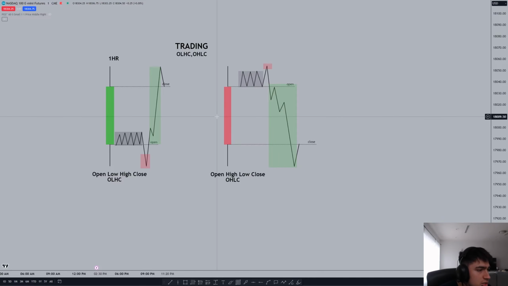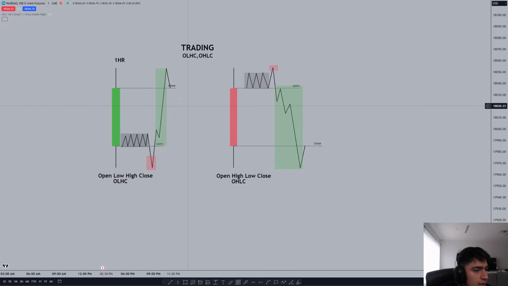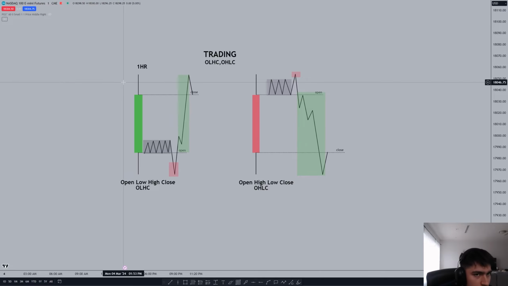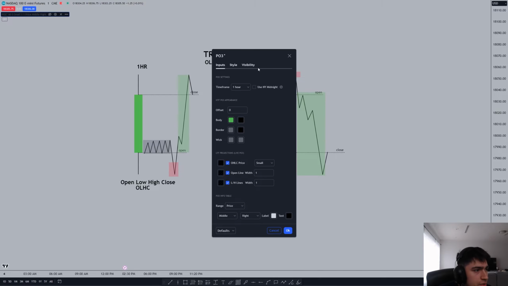This is what you're going to be seeking every single day, and this could be on the 1 hour and the 4 hour candles. The most important ones are going to be the ones that happen at 10 a.m. and 2 p.m. So again, you can use this indicator right here to help you.